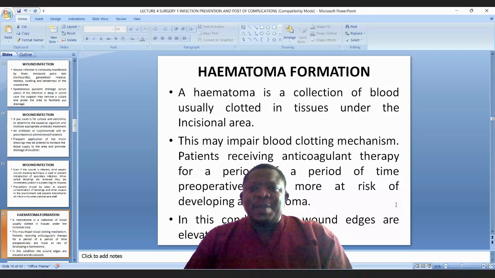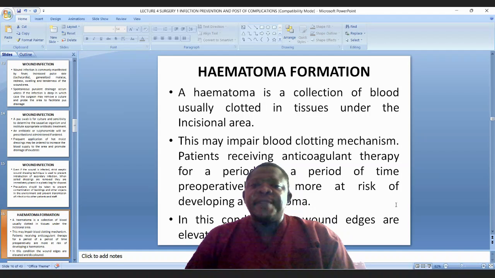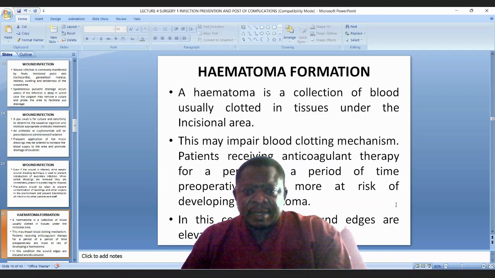Hematoma is a collection of blood, usually clotted, in tissues under the incision area. This can come as a general complication in surgery. It may impair the blood clotting mechanism if the patient has developed a hematoma. Patients receiving anticoagulant therapy for a period of time preoperatively are more at risk of developing a hematoma. In this condition, the wound edges are elevated and discolored.